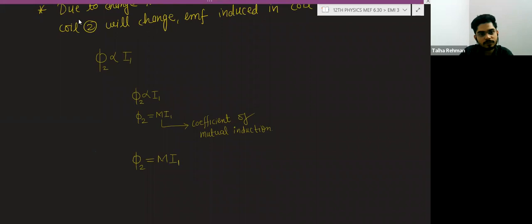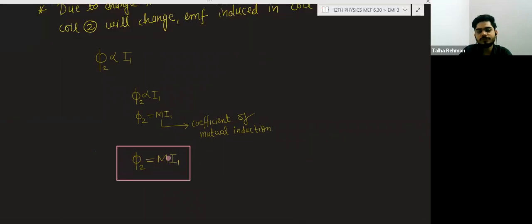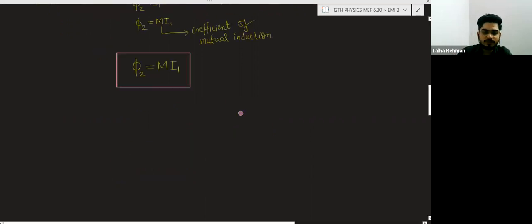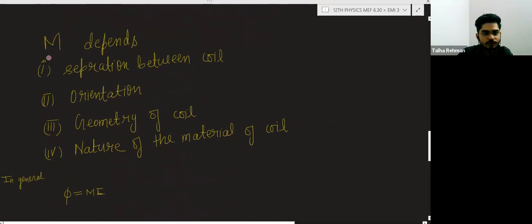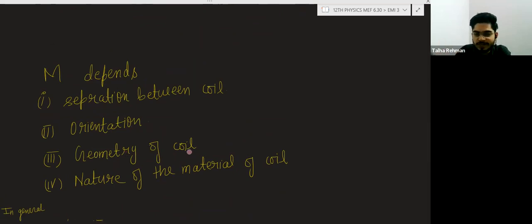So this coefficient of mutual induction is found by experiment to depend upon a certain number of things: distance between two coils, orientation, material of these coils. Basically this coefficient of mutual induction depends upon the separation between the coils, orientation, geometry of the coil. Geometry means the shape of the coil, and nature of the material of the coil. So this thing you should remember.